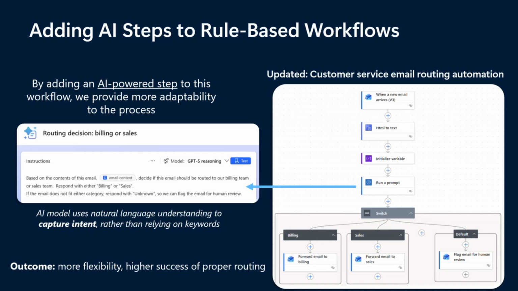I'm instead saying, "Hey, based on the content of this email that I'm giving you, decide if this email should be routed to our billing team or sales team. And if it doesn't fit either category, then just let us know that it's unknown." And I could give examples of emails where maybe it should go to billing or should go to sales. But now I'm removing a rigid and almost archaic keyword search, and I'm giving it deeper context. The outcome here is more flexibility and a higher success of proper routing.